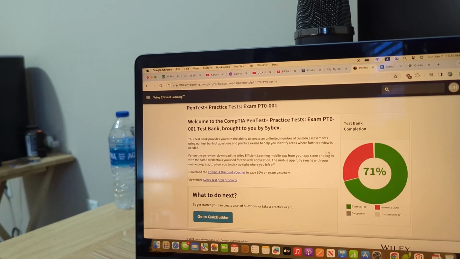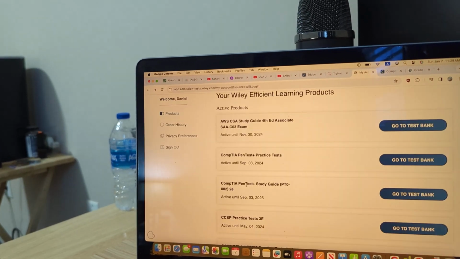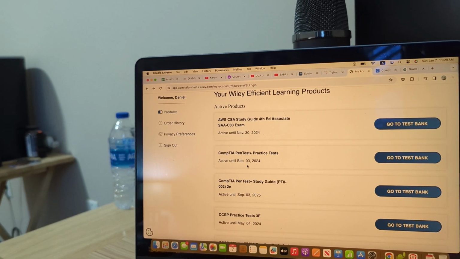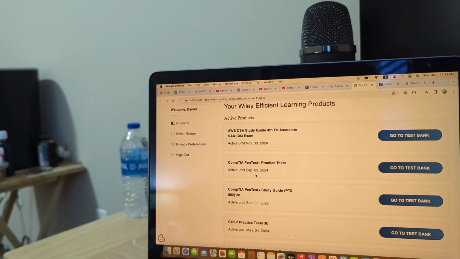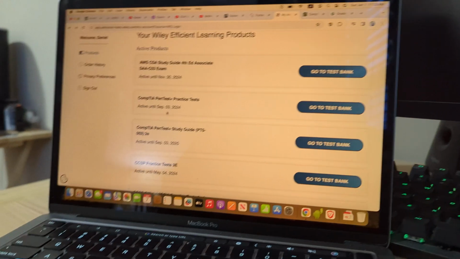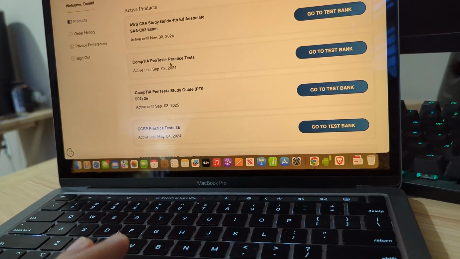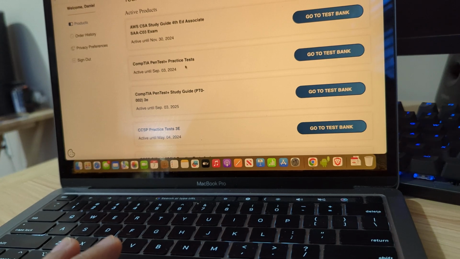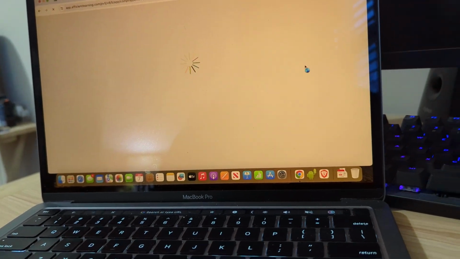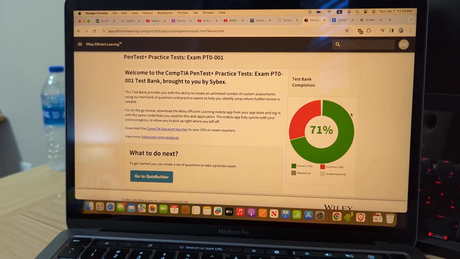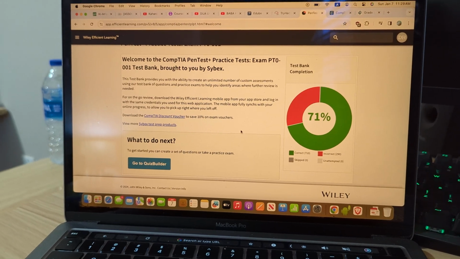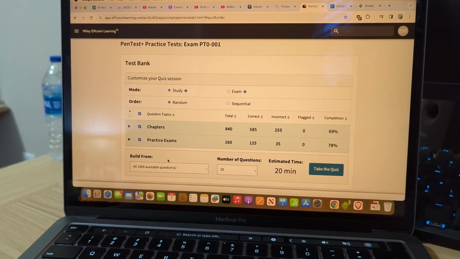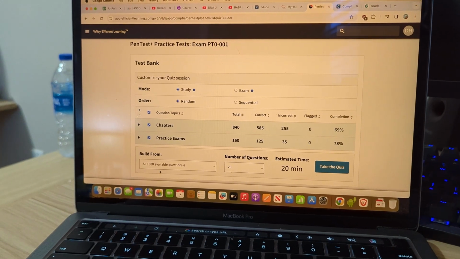I registered that on September 3rd, if you missed that. From July, all of July I read the book, and probably did these. While I was doing this, I did something else, so maybe that's why I did not get into these questions until September. But let's go to the test bank and see what I was doing. So on average I was going at 71%. If you go to quiz builder, we can see we had 1000 questions available in this bank.